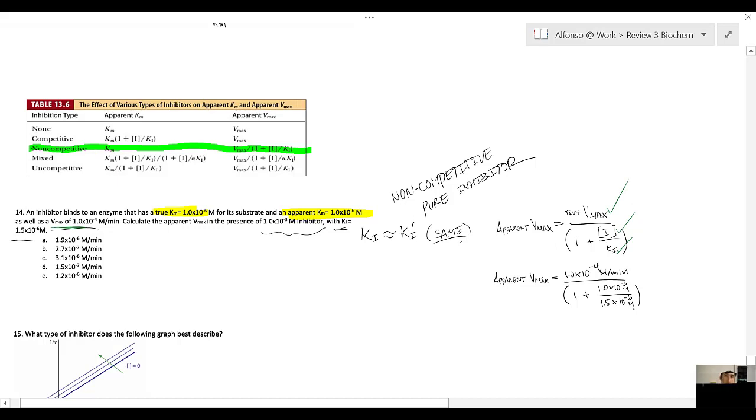So let's punch this into our calculator. I probably shouldn't say punch it into your calculator. That's a little violent.